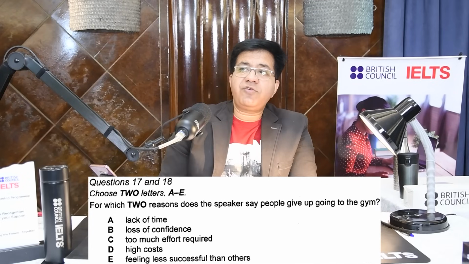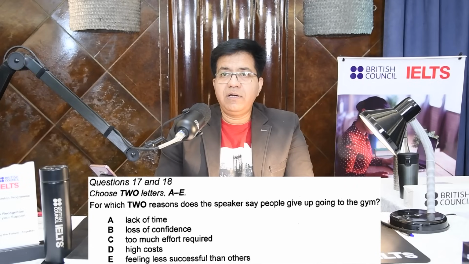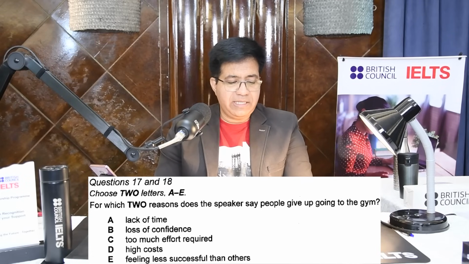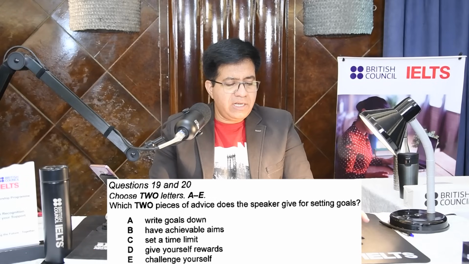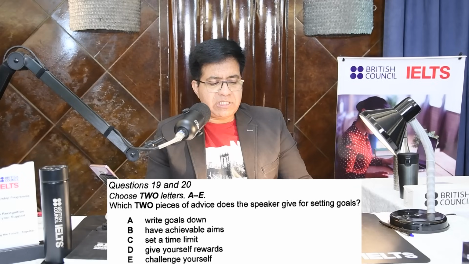What people don't realize when they start, it takes a lot of determination and hard work. Which option? Option C, too much effort required. So second correct answer is option C. Okay, now we go on to questions 19 and 20. Choose two letters. Which two pieces of advice does the speaker give for setting goals? Now underline two pieces of advice. Goal setting is the topic and the speaker gives two pieces of advice.